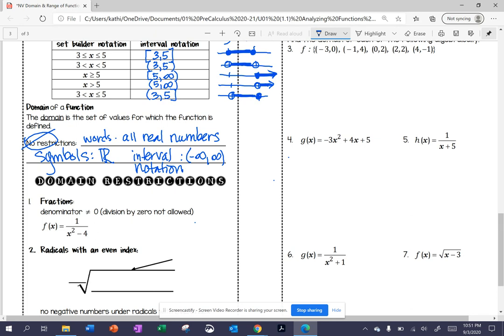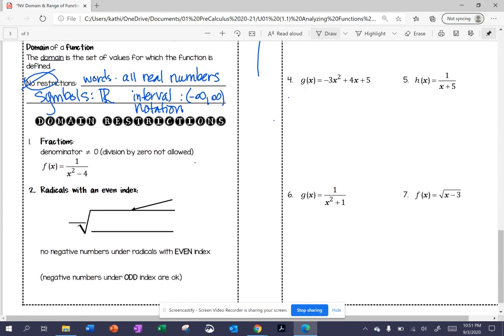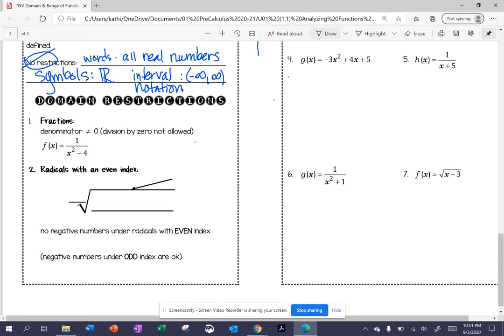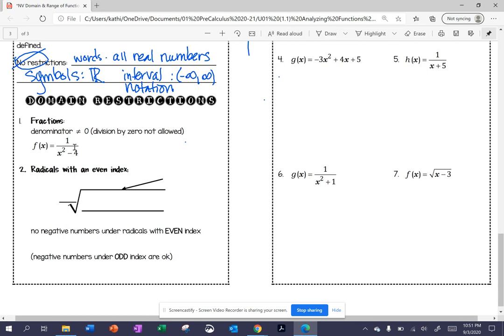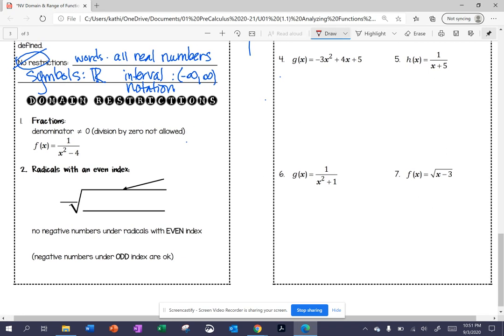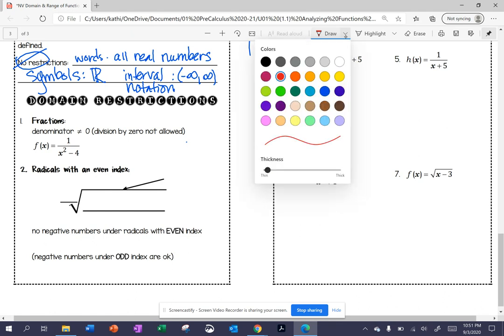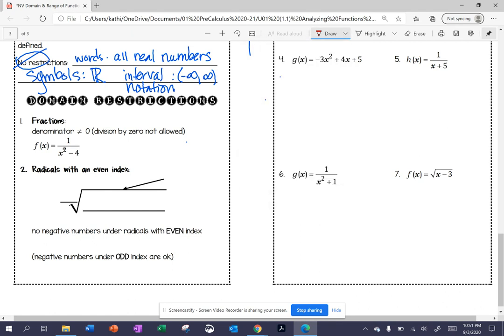So right now we're starting out with two cases, where I have to restrict the domain. The first restriction I want to look at is when I have a fraction, or when I have a radical that has an even index. When I have a fraction, I know I can't divide by 0, so I am just interested in what's going on in the denominator, not the numerator.